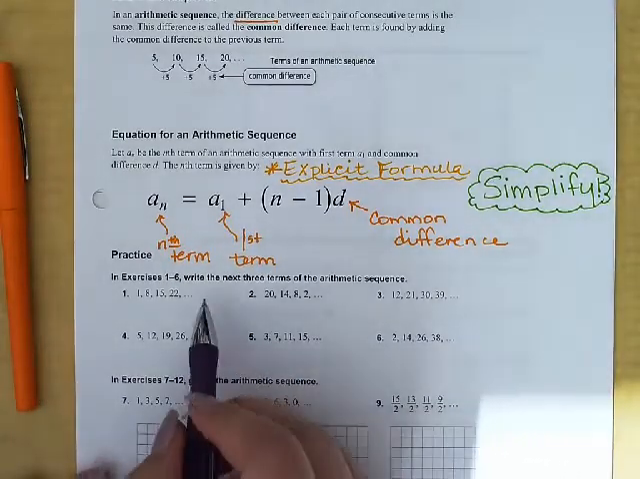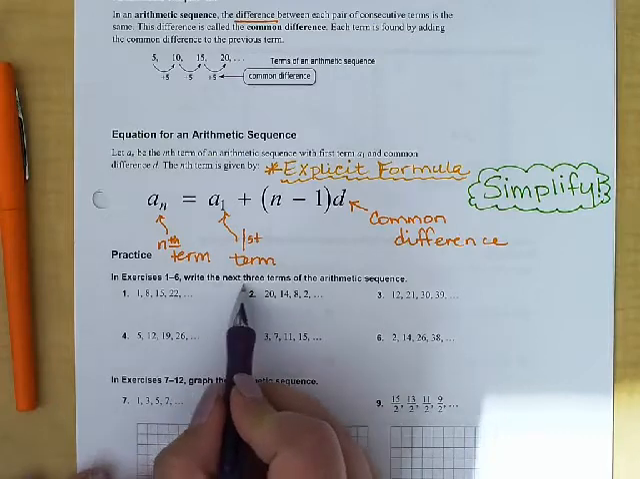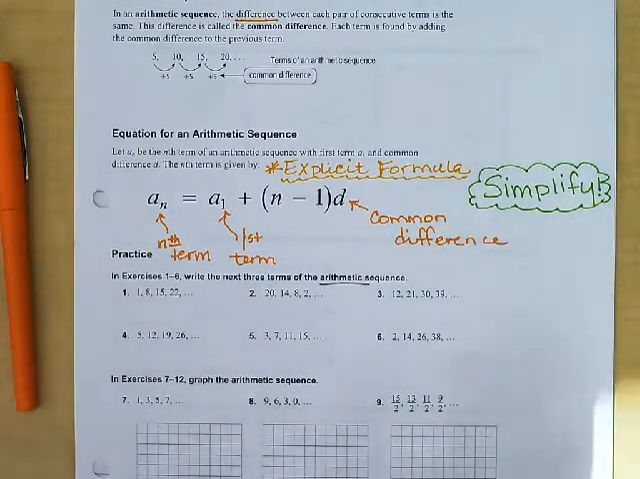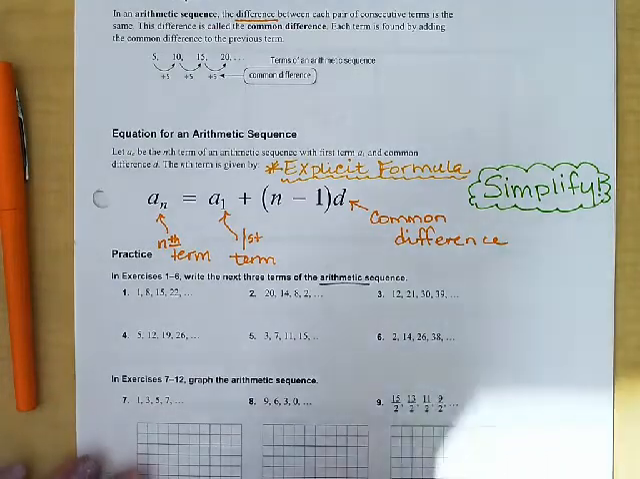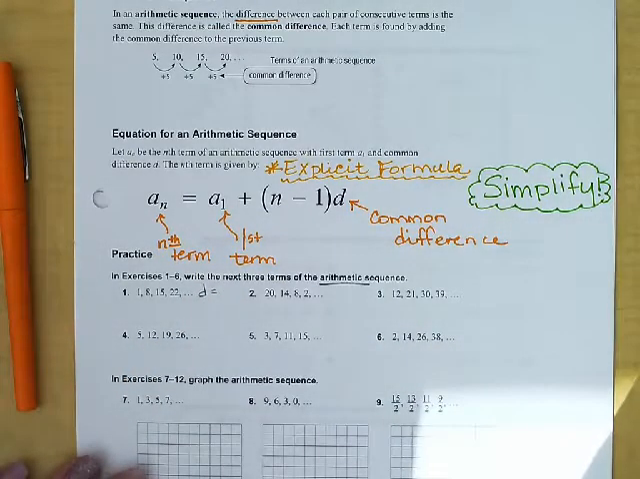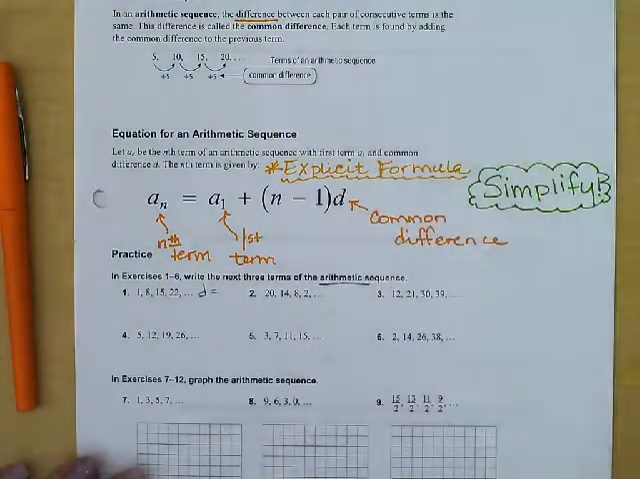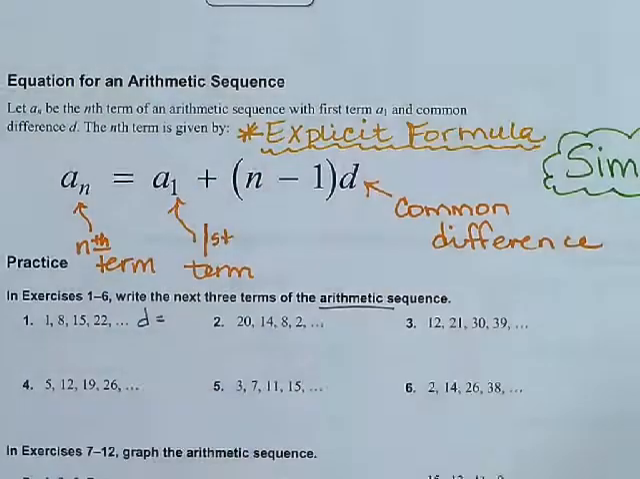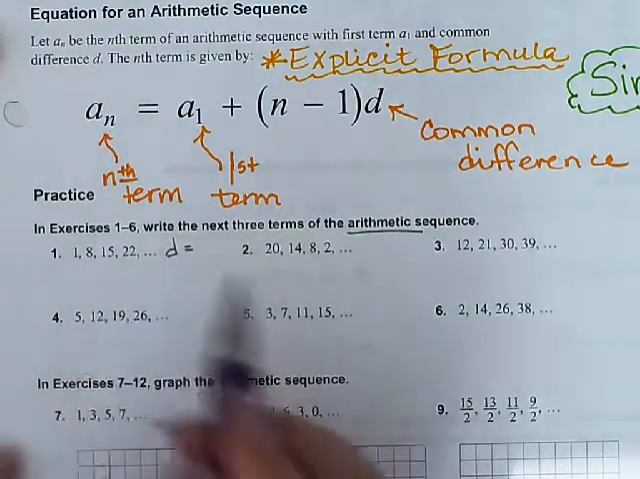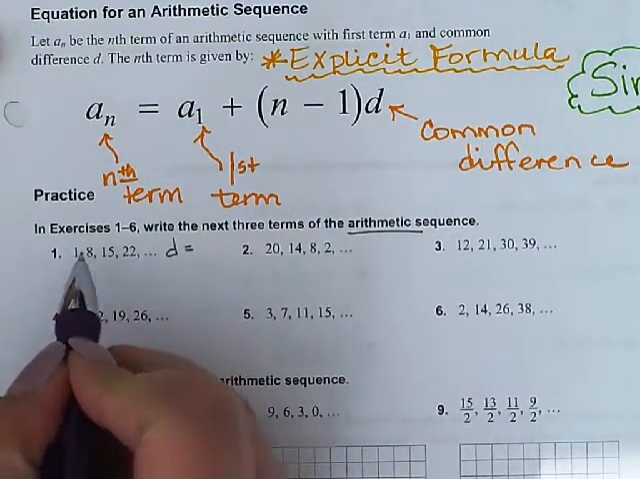In 1 through 6, we just want to extend the next three terms in the arithmetic sequence. So they've already established it's arithmetic. We don't necessarily need to prove it. We just want to extend the pattern to the next three terms. Well, in order to do that, all I need to know is find what D is. What is a common difference? If I know that, then I can use it to extend on further than the value they gave us. So very easy way to do that.